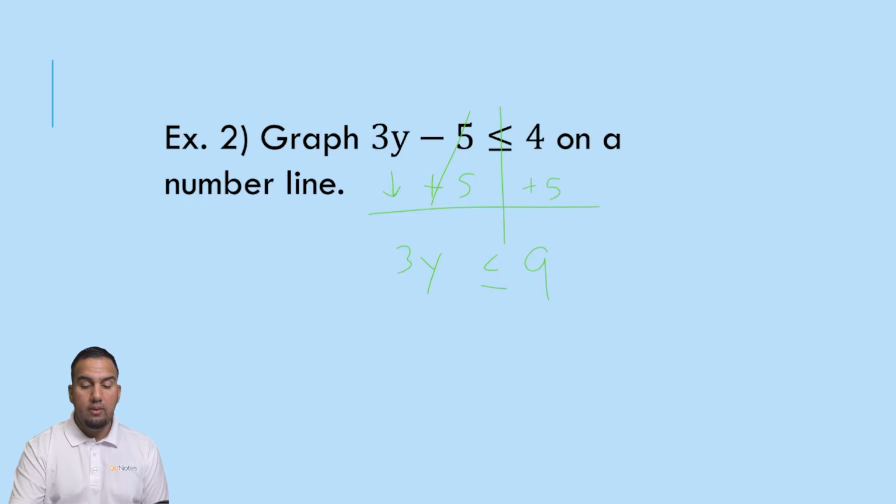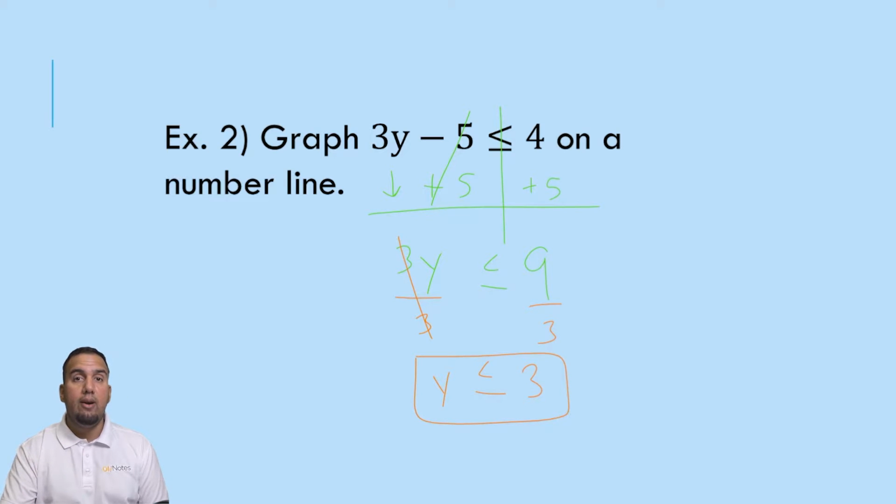Now I'm almost done, but unfortunately y is not by itself. So I have to ask myself, y and 3 are doing what? They're being multiplied, so what's the inverse of multiplication? It's division, so I'm going to divide by 3, and it's going to be y, because the 3's cancel out, less than or equal to 9 divided by 3, which is 3. And that's my final answer.